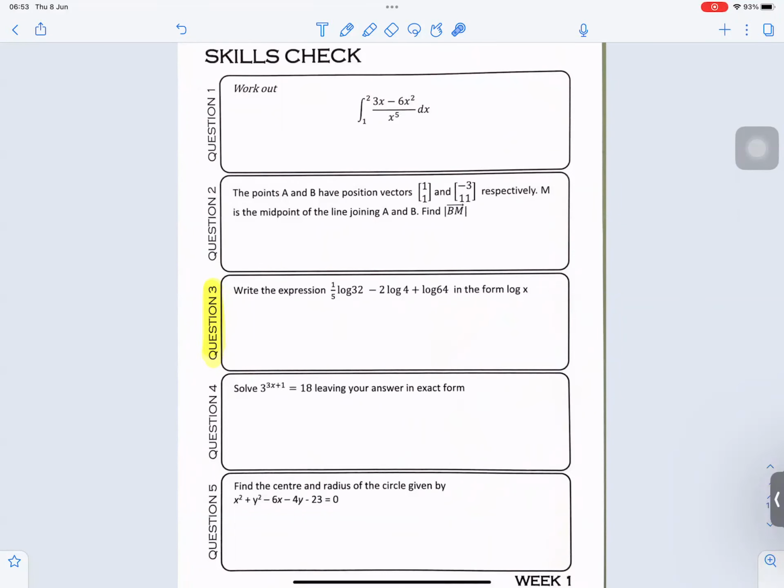Skills check. I'm going to look at question number 3, which has to do with logarithms. Write the expression 1 over 5 log 32 minus 2 log 4 plus log 64 in the form log x. So I'm going to show you how to do it. Feel free to try it first, and then you come back and check your answer.